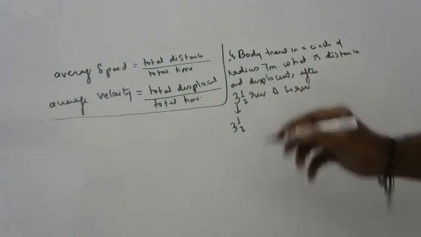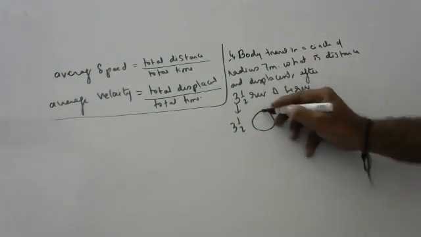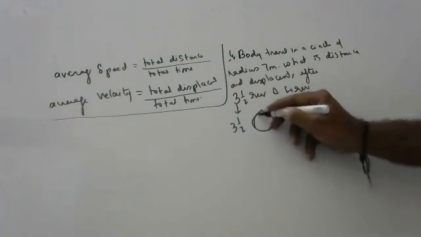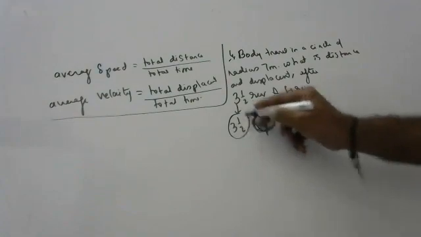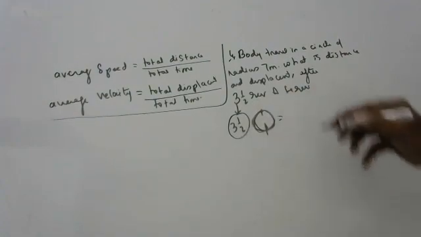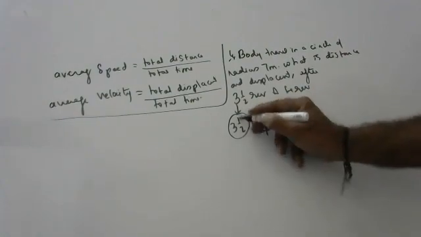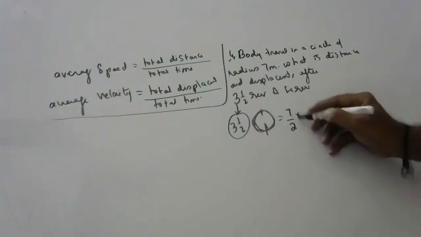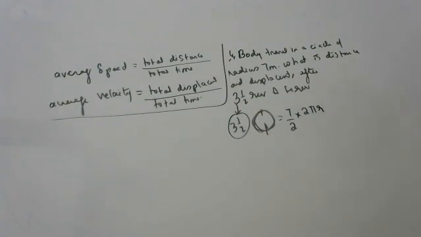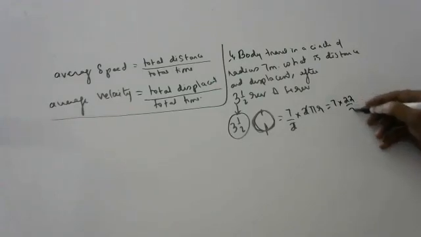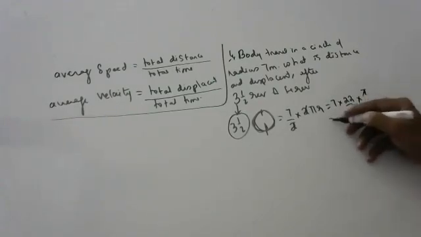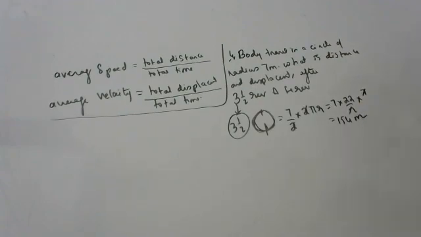For 3.5 revolutions, children, the body goes around 1 time, 2 times, 3 times, and then comes here. So for 3.5 revolutions, what will be the distance? 7 by 2 into 2 pi r. The 2s cancel. 7 into 22 by 7 into the radius, which is 7. The 7s cancel. 154 meters is the distance.